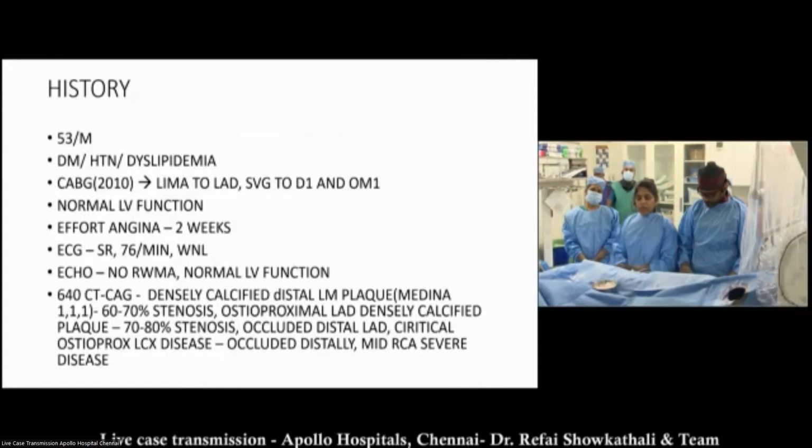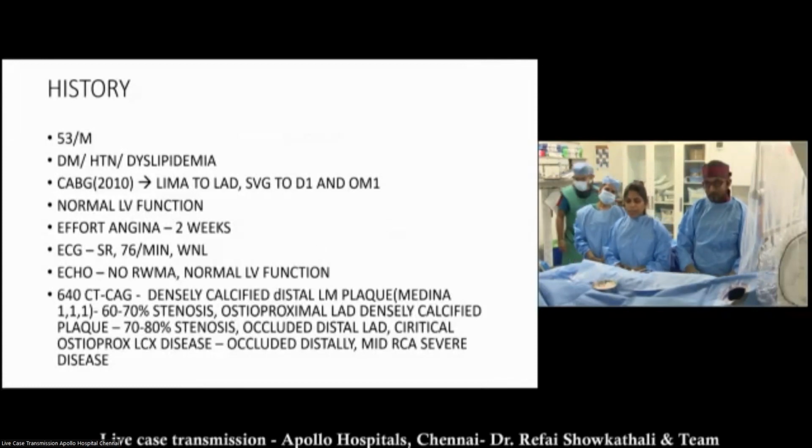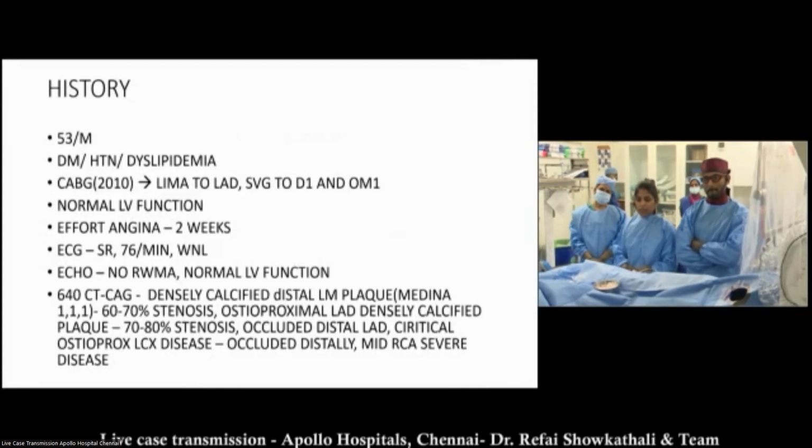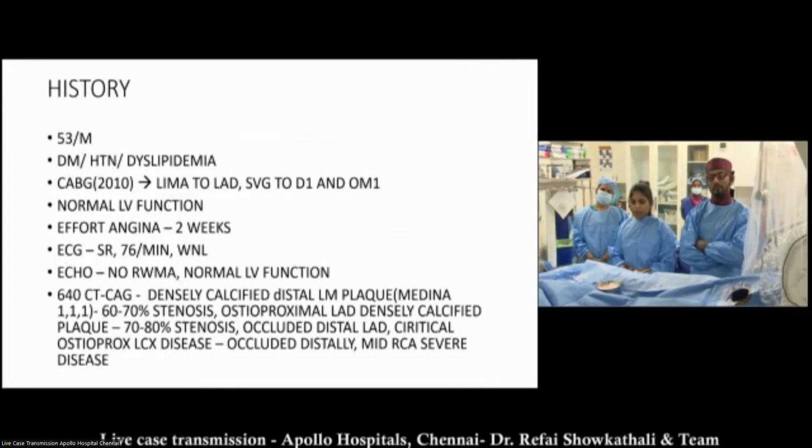Good morning, everyone. Here we have a 53-year-old male who is diabetic, hypertensive, and dyslipidemic. He underwent CABG in 2010 with 3 grafts: LIMA to LAD, and venous grafts to diagonal and major OM. The LV function was normal at that time. Now he presented with effort angina for the past 2 weeks. The ECG was within normal limits. Echo showed no regional wall motion abnormality, and the LV function was normal.